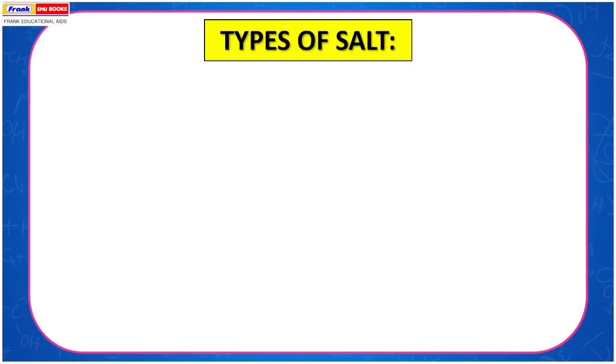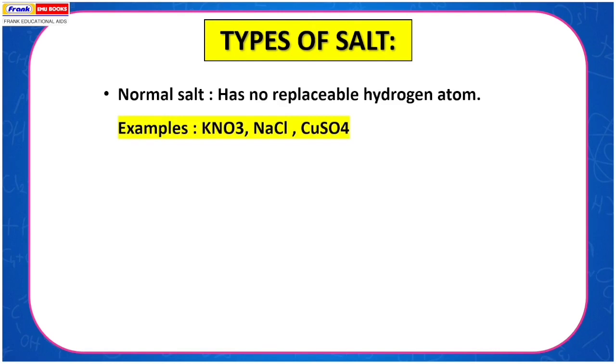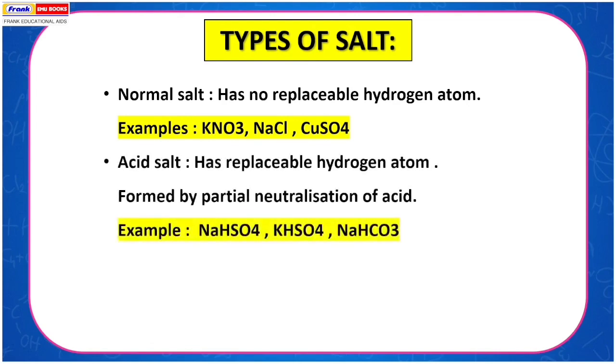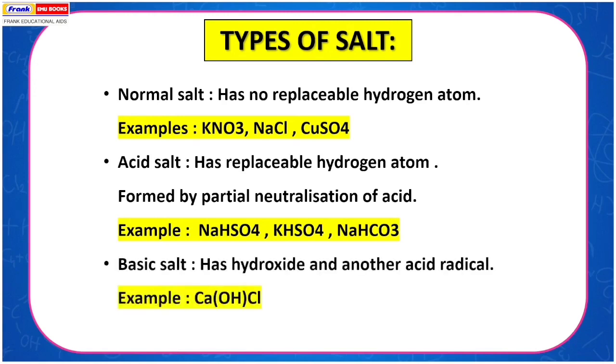Types of salt. Normal salt has no replaceable hydrogen atom. Example: KNO3, NaCl, CuSO4. Acid salt has replaceable hydrogen atom, formed by partial neutralization of acid. Example: NaHSO4, KHSO4, NaHCO3. Basic salt has hydroxide and another acid radical. Example: Cu(OH)Cl.